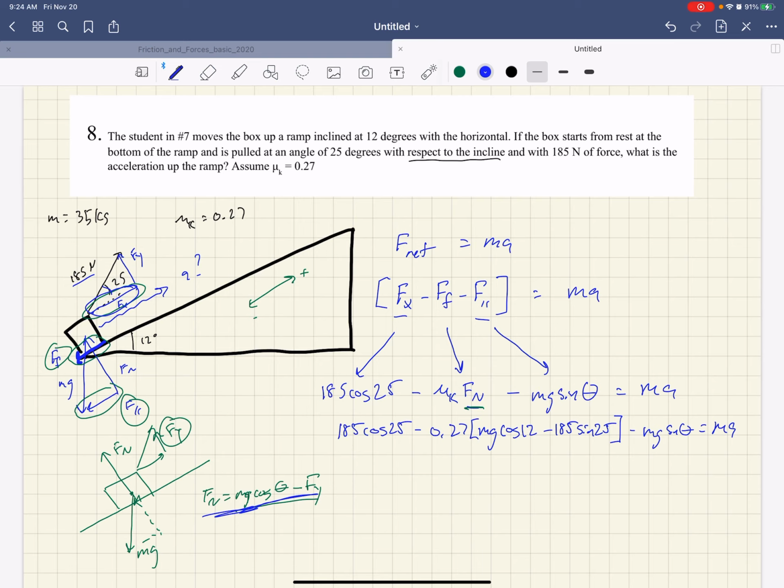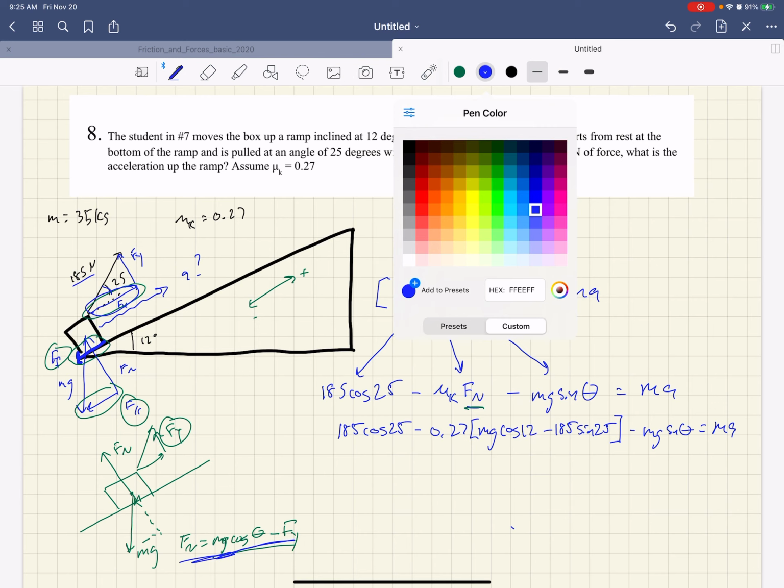So now, if we're trying to solve for a, we're going to divide everything by m. But you know what? I'm going to hold off on that for a second. Just to give myself a little bit of room, I'm going to use one of my tools. I'm going to shift this over here, just for right now. I'll put it right there.